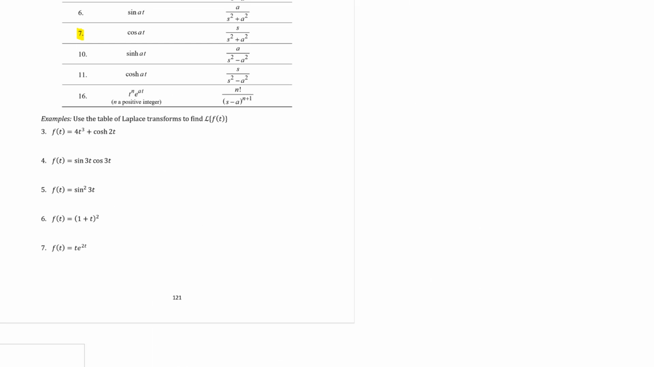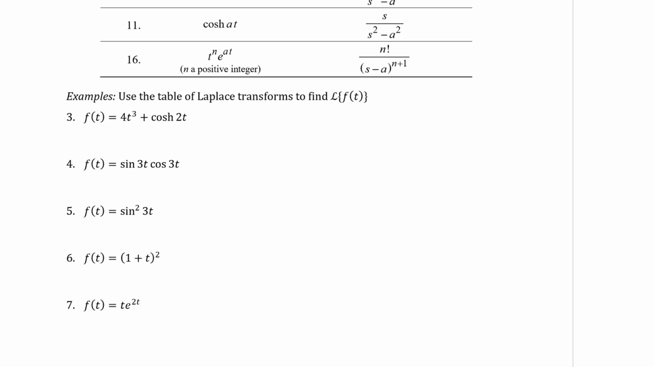Okay, so let's look at those examples. We are going to use the table of Laplace transforms to find each of these Laplace transforms. So I need to find the Laplace transform of 4t cubed plus cosh, hyperbolic cosine, of 2t. And the linearity theorem says that I can split that up and find the Laplace transform of each term. And then, in fact, even on that first term, I can pull that 4 out front.